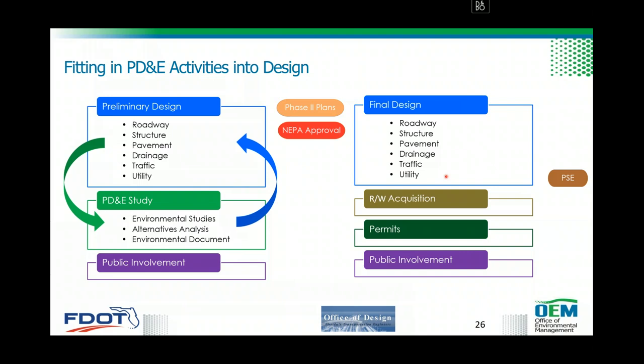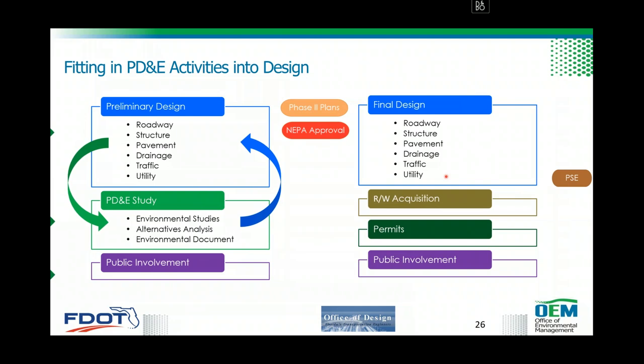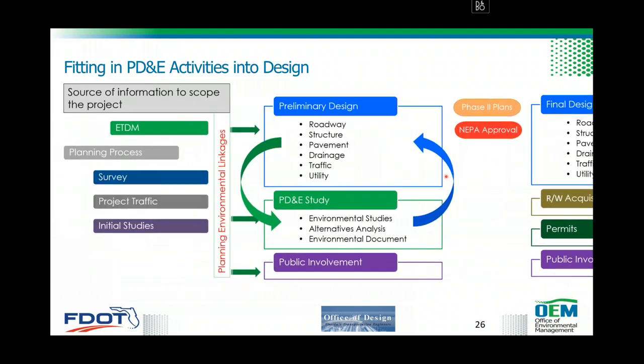And then combining preliminary design and the PD&E study will help us prepare phase 2 plans, and at the same time, we'll obtain NEPA approval. And then after that, we'll move into final design, which is preparation of construction plans. And then if we have to acquire additional right-of-way, we can have a right-of-way acquisition phase. I will go on with obtaining our permits, and of course, public involvement will continue. We'll use information from planning, including ETDM screening, as we do now, to help us scope these projects.